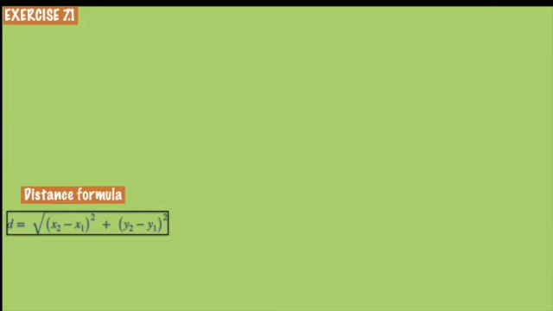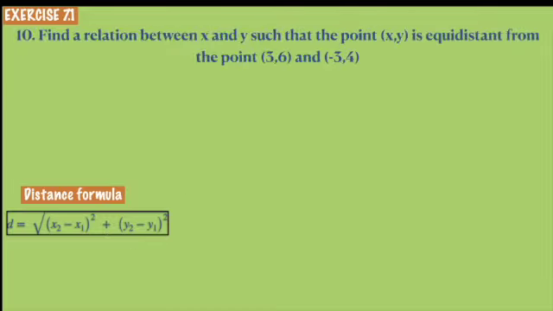Now we go for the last problem of exercise 7.1. That problem is also solved by the distance formula. The distance formula is d is equal to square root of (x2 minus x1) whole square plus (y2 minus y1) whole square. The problem runs like this. Find a relationship between x and y. You have to frame an equation having x and y such that the point (x, y) is equidistant from the points (3, 6) and (minus 3, 4).